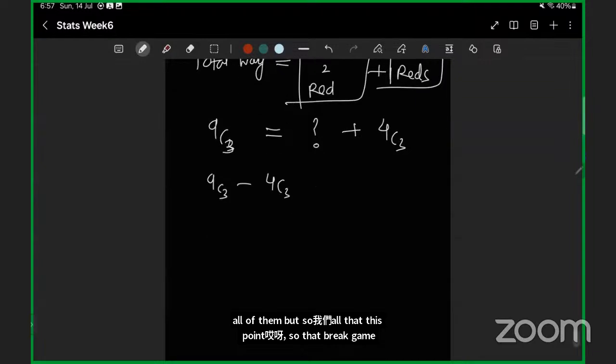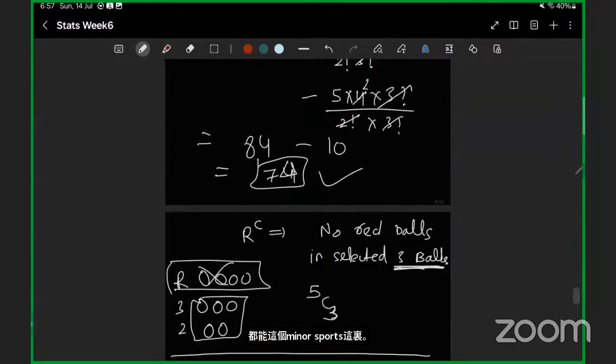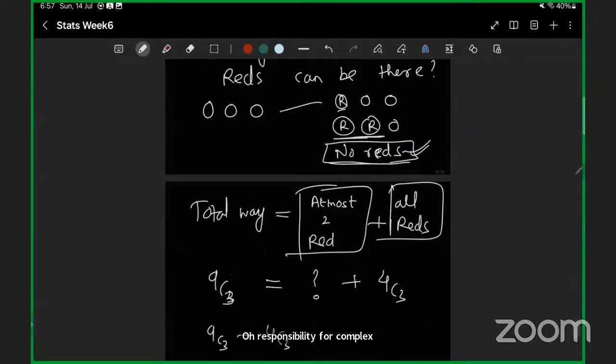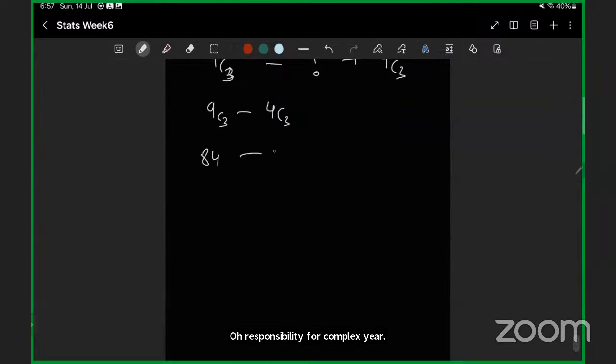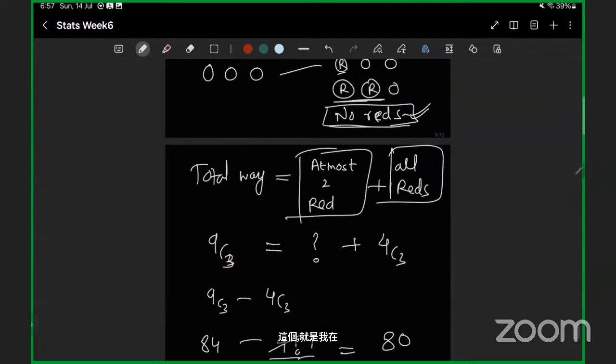Okay, 9C3 was 84 from the previous year. And 4C3 is 4 factorial by 3 factorial into 1 factorial, which becomes 4. So 84 minus 4 is 80. So there are 80 ways to do this. This is the at most case.